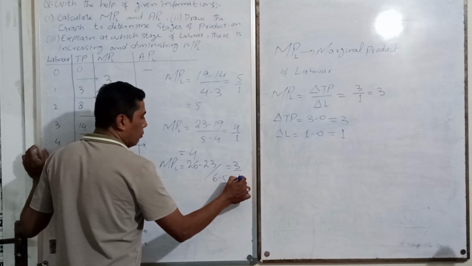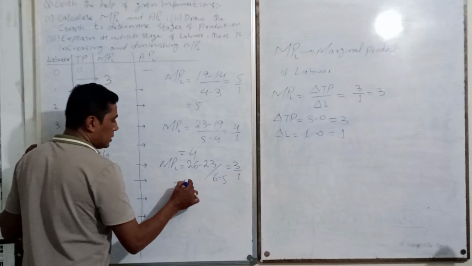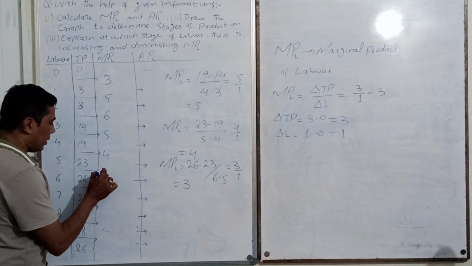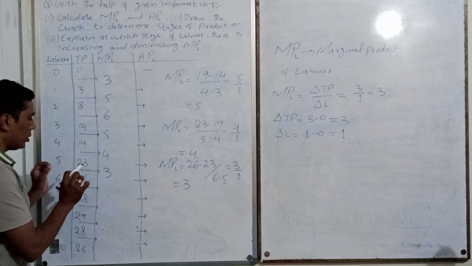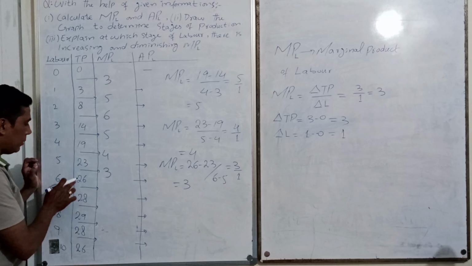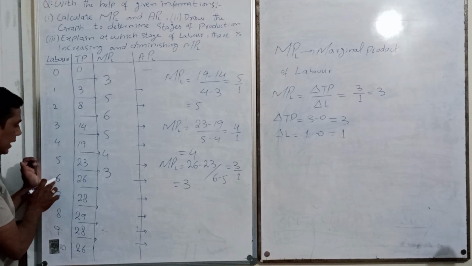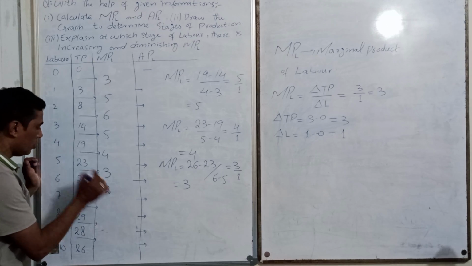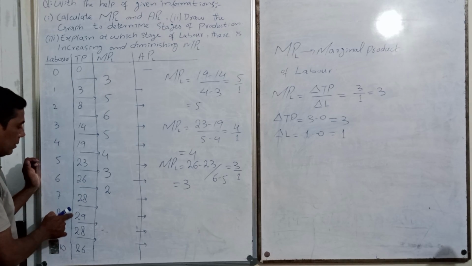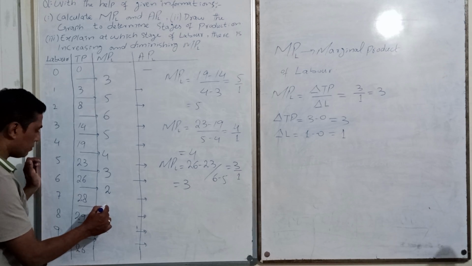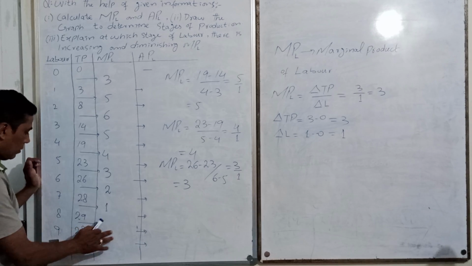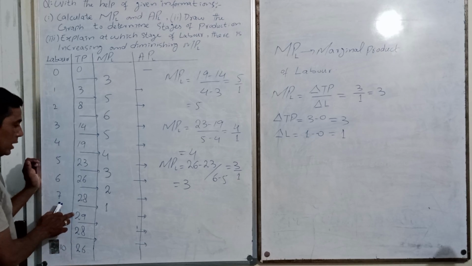3 upon 1. Your answer is 3. So I can write here 3. Again, I am going to write directly 28 minus 26, 7 minus 6. So your answer is 2. Similarly, 29 minus 28, 8 minus 7. Your answer is 1.